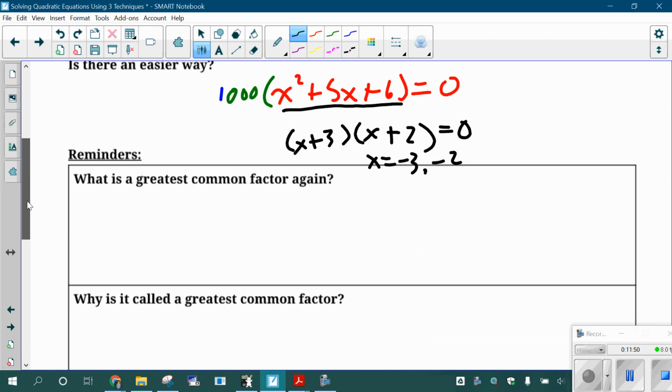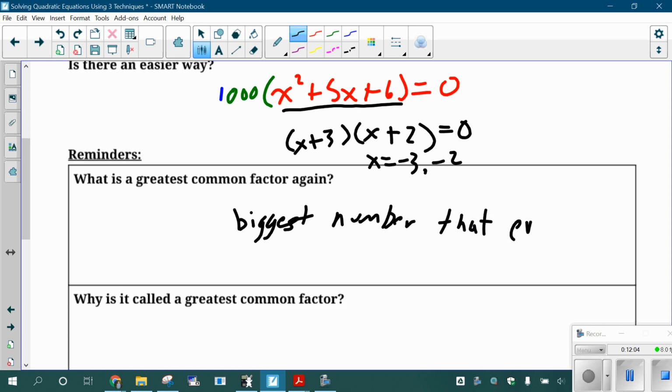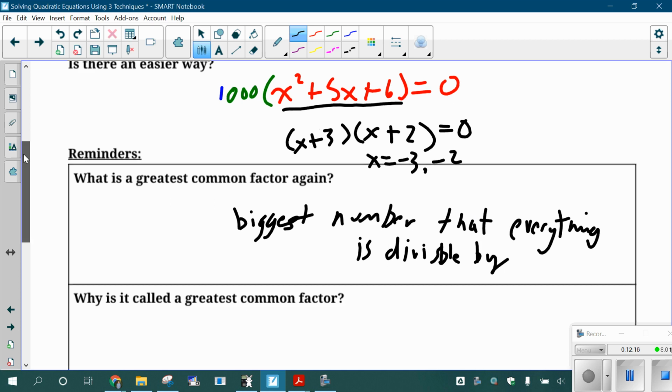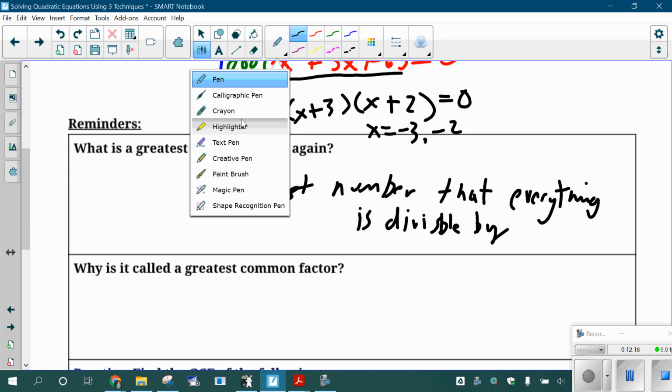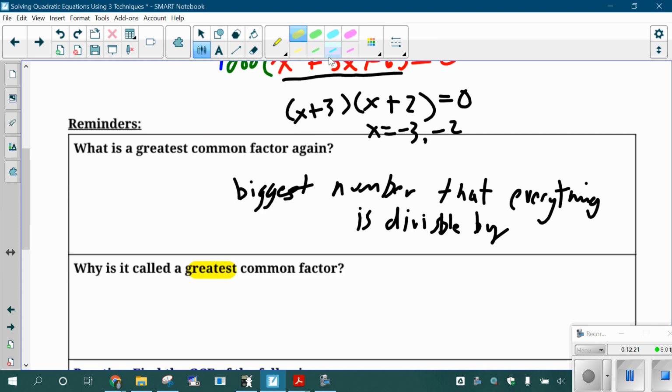So I just wanted to remind you about this idea. What's the greatest common factor? It's the biggest number that everything is divisible by. Why is it called a greatest common factor? Well, the name is actually really telling here. It's called a greatest common factor because it's the biggest. What's a factor? Well, factors are things that go into something, numbers that you can divide something by. And it's called the greatest common factor because all of the things have to be divisible by it.